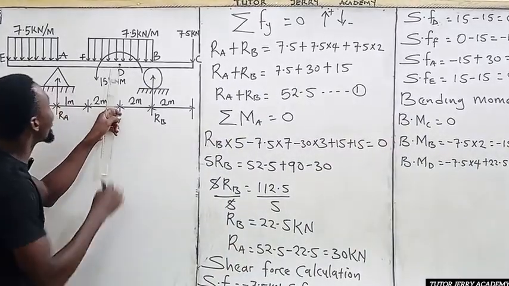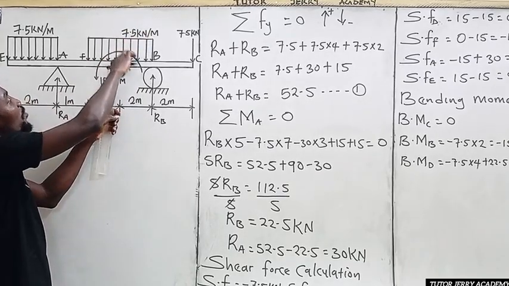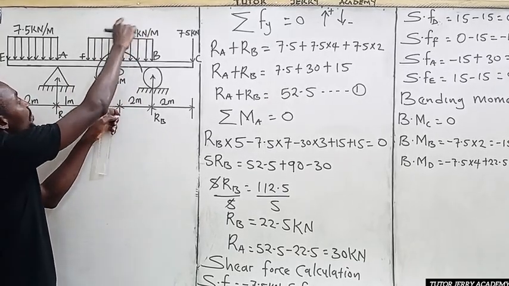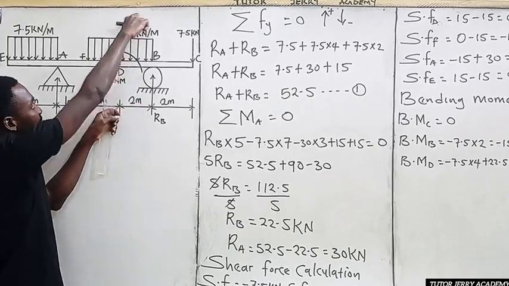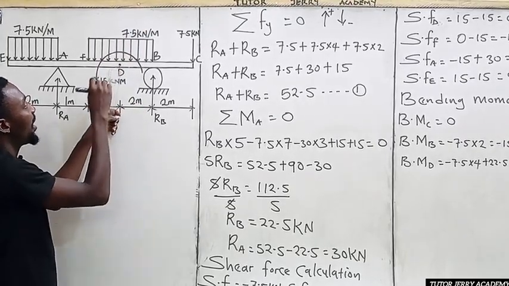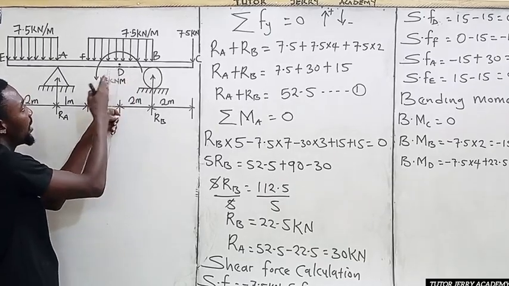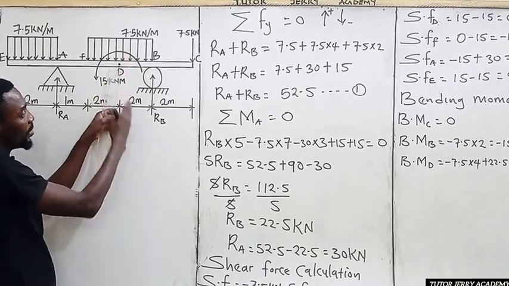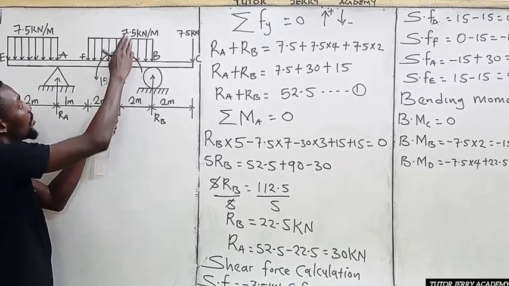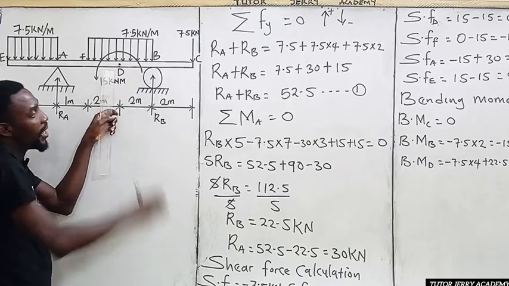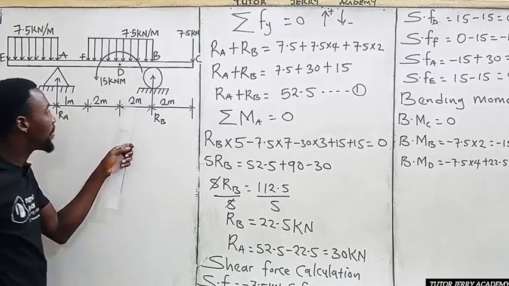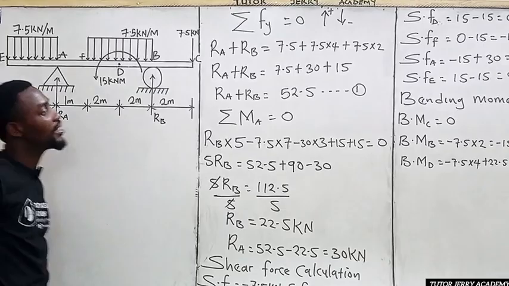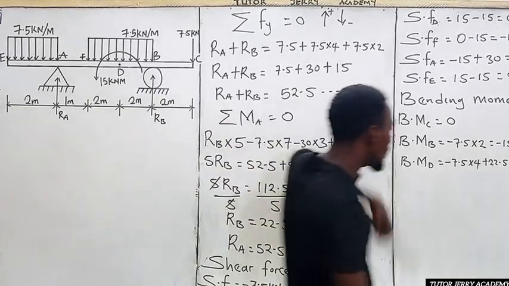Now, we have a uniform distributed load, which we will convert to a point load. 7.5 multiplied by 2, that is 15. Do you understand? And that 15, if you take the moment now, it's going to act at just 1. That is, it's going to be divided by 2, that is 1. So we are going to have 7.5 multiplied by 2, then multiplied by 1. That is 15, and it is going to be minus.